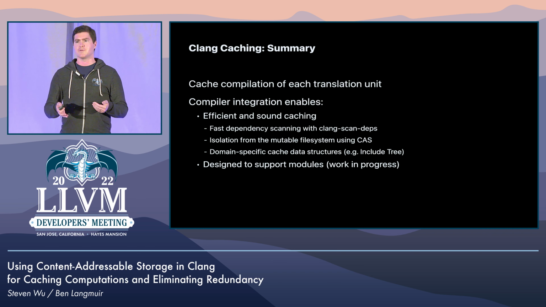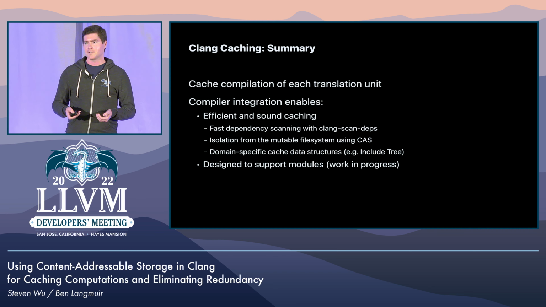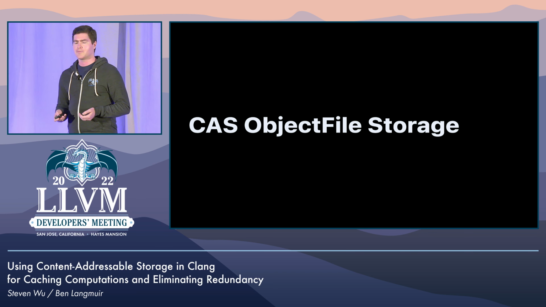All of this is designed to be able to work with Clang modules, which is something we're continuing to work on. Now, compilation caching at the level of translation units is only one kind of caching that's possible, and at the end of the talk, we'll circle back to some other opportunities in this area. But first, I'd like to bring Stephen back up to talk about CAS object files.